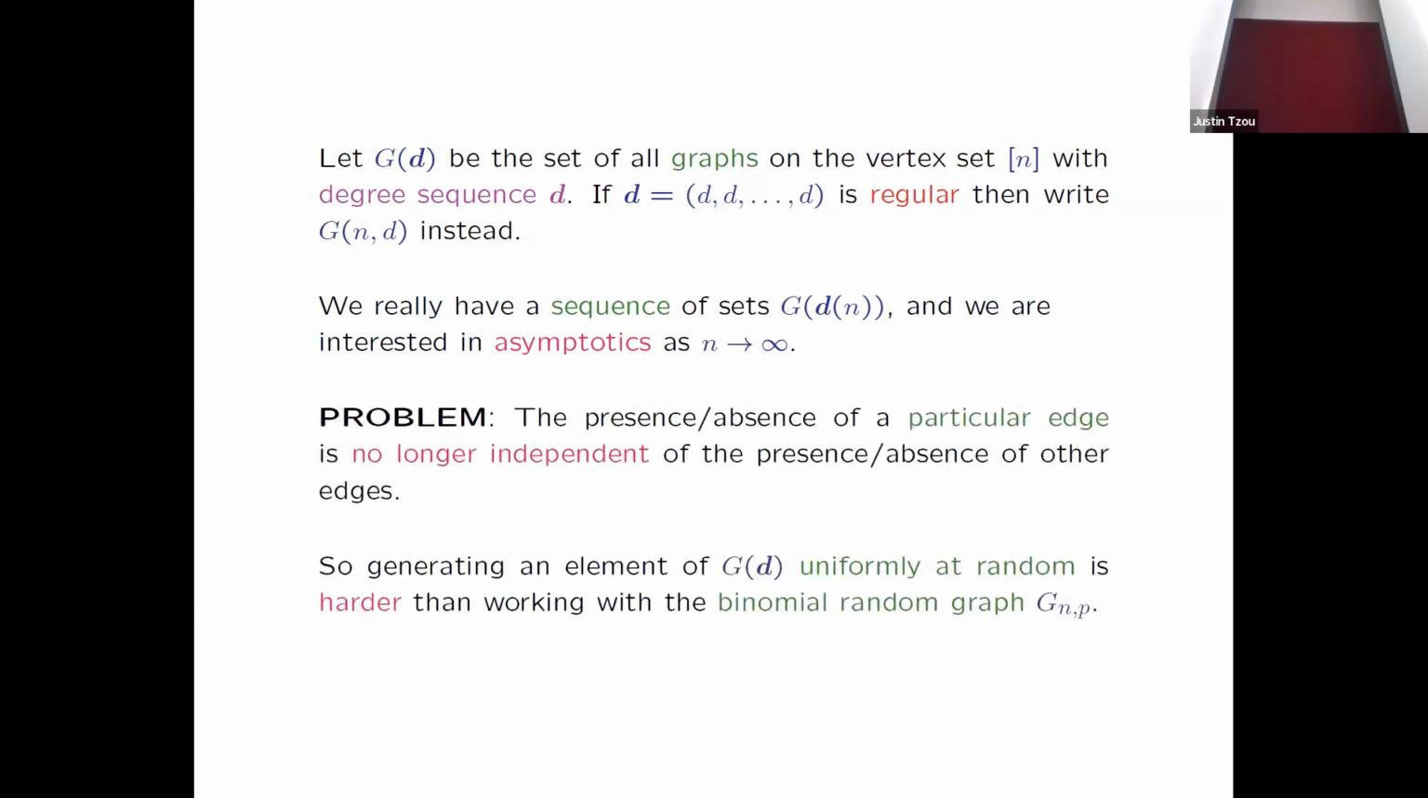I'll use standard asymptotic notation, but say in words what it means. The problem with working with graphs with a given degree sequence is you no longer have independence of edges. If a vertex is full, you can't add any other edge into that vertex. This makes it harder to do calculations and harder to generate randomly. So it's harder than working with the binomial random graph.